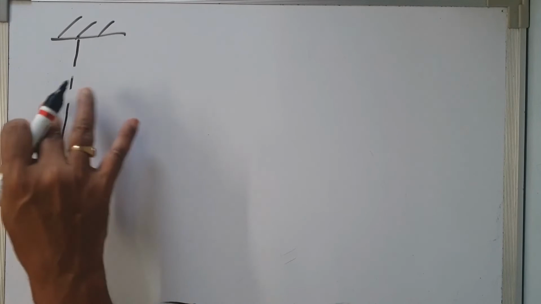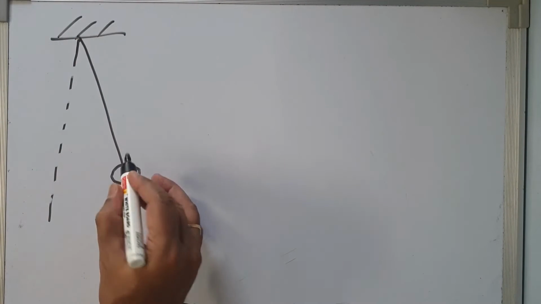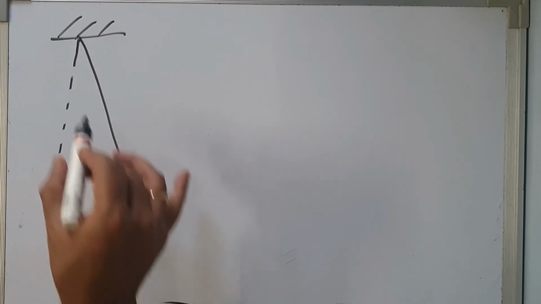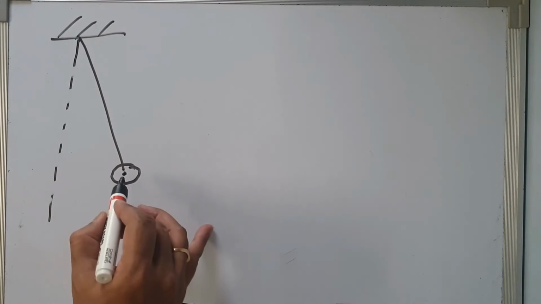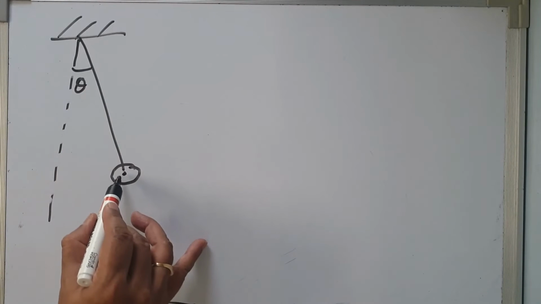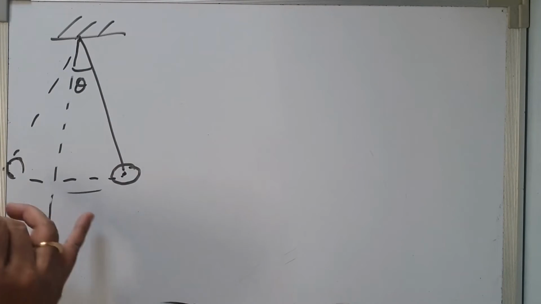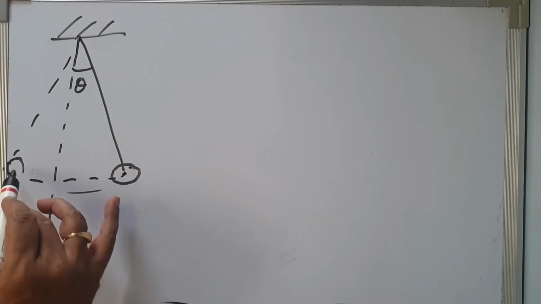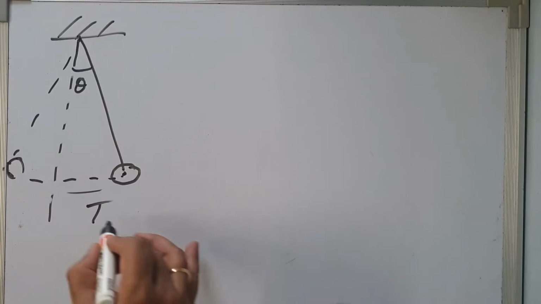This is the equilibrium position. A simple pendulum consists of a bob, a solid sphere suspended from a rigid support using a string. If you pull it, displace it through an angle theta and release it, it will start oscillating about this mean position, keeps oscillating. We want the time period of oscillation, that is the time taken to complete one oscillation. We want that value T.